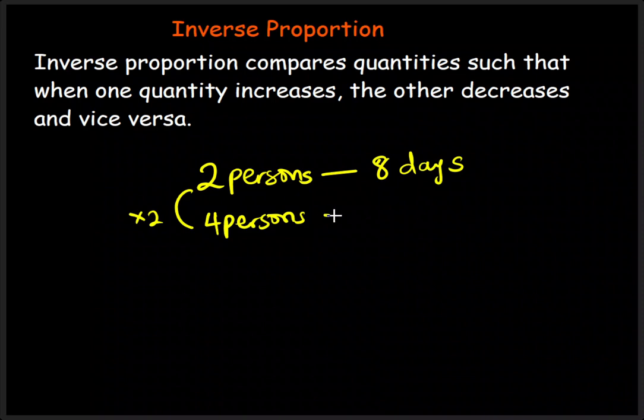Now, this is based on simple logic. You know that if we increase the number of persons doing the work, the time it will take for them to do the work will reduce. So if two persons can finish a particular work working at a particular rate in 8 days, now if four persons are doing the same work at the same rate, the time taken to do the work will definitely reduce.